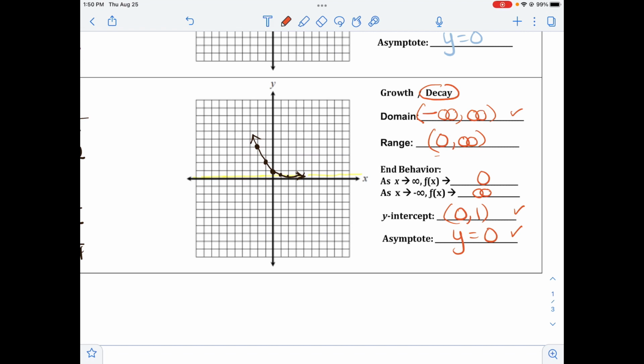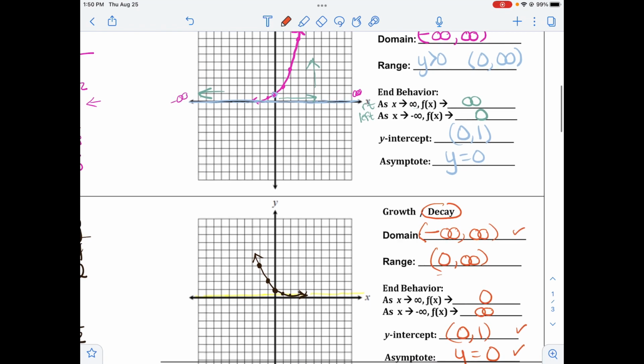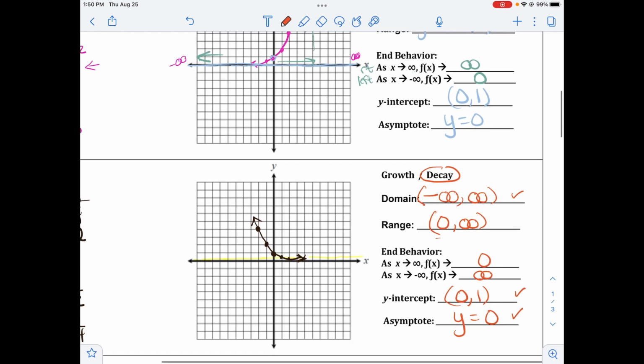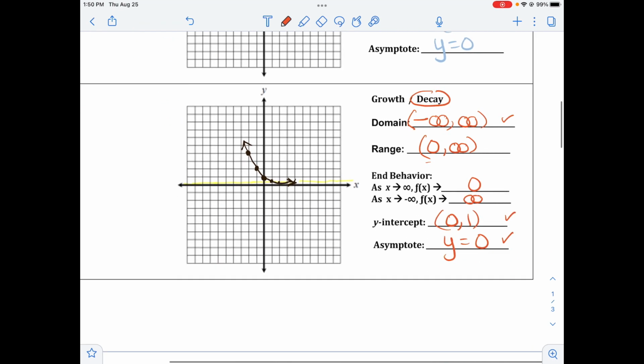So when we look at our end behavior, as x approaches positive infinity, y approaches 0. That's where it's approaching the asymptote. Notice the difference between the first one we did and the second one. They had the same asymptote, but one was growing and one was decaying. So it switches the end behaviors, and it also switches the way the graph looks, obviously. And then as we approach negative infinity, f of x approaches positive infinity.